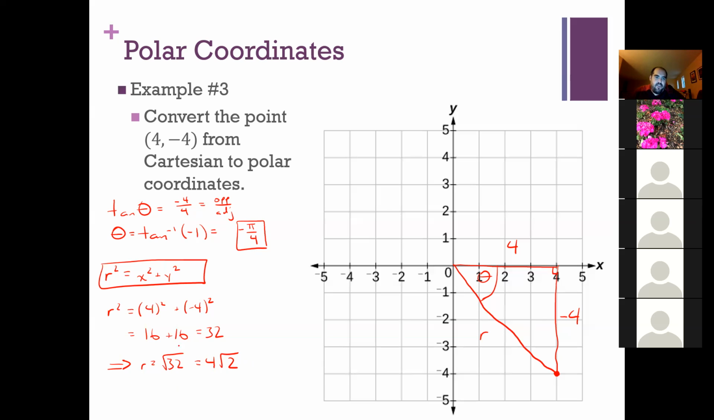So last question for you. What are the coordinates of this point in polar form? What comma what? Four square root 2 comma negative pi over 4. Yeah, definitely remember that the r value comes first. So we converted both directions. Any questions about how that's done? All right.